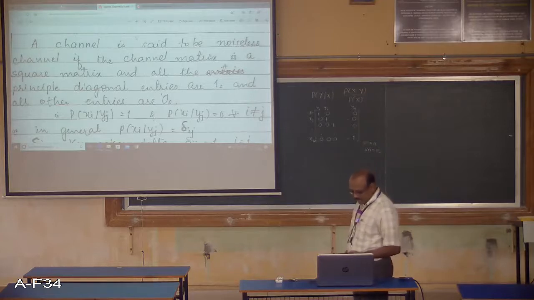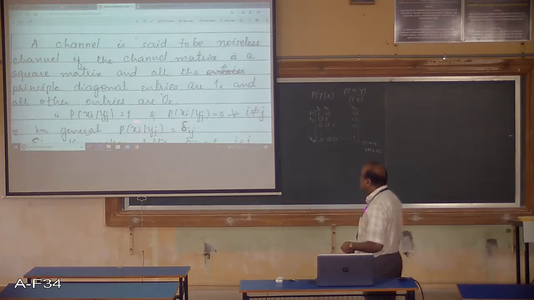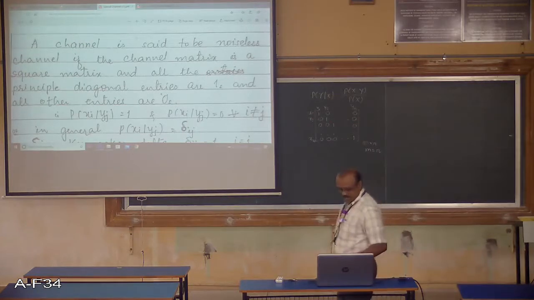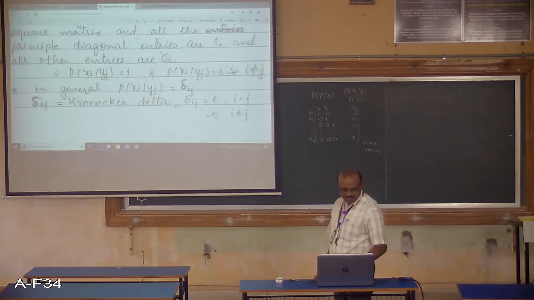if you look at p of x given yj, it comes out to be 1. And this p of x given yj is 0 for i not equal to j. All the elements in the upper part of the principal diagonal and the lower part of the principal diagonal are zeros.